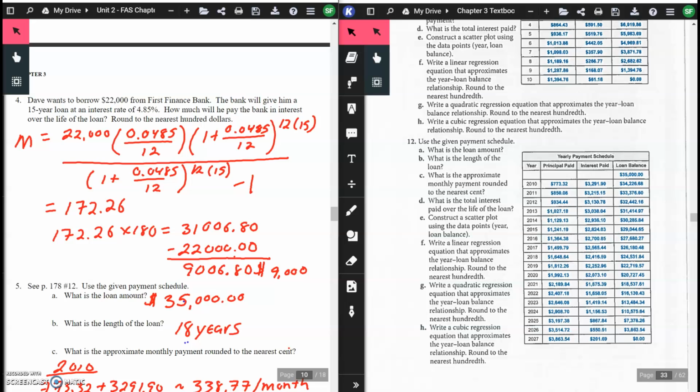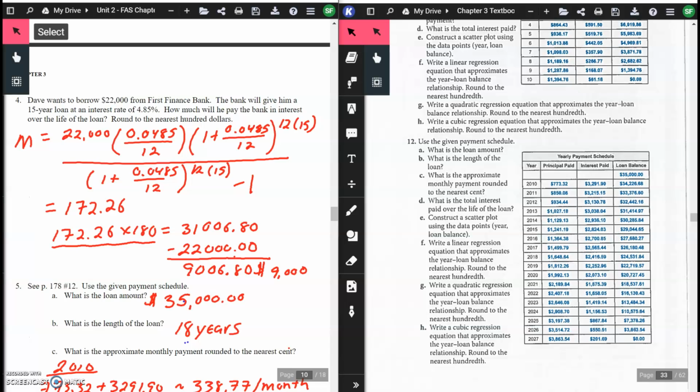$172.26. You have 15 years worth of payments, so 15 times 12 is 180. So $172.26 times 180 gives you a total amount that you're paying of $31,006.80. You're going to subtract off how much you actually borrowed, which was $22,000. The leftover is your interest, $9,006.80. The question asks you to round to the nearest $100, so that would just be $9,000 as an estimate.